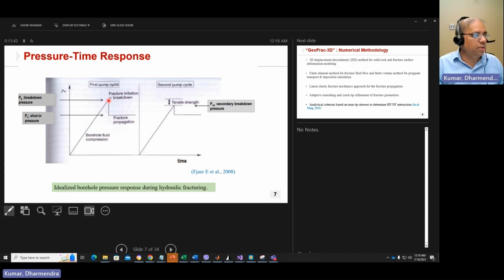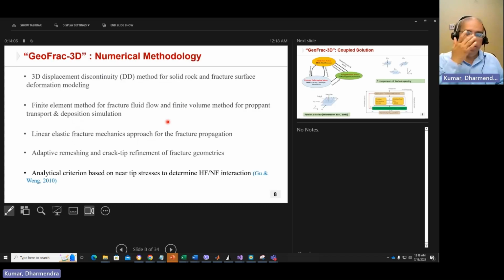So basically, by pumping two cycles, we can also determine the tensile strength of the rock. Let's say your breakdown pressure here is PB, and the breakdown pressure for the secondary cycle is PSB. So your tensile strength will be basically PB minus PSB. So this can also be used to determine the tensile strength of the rock in the field.